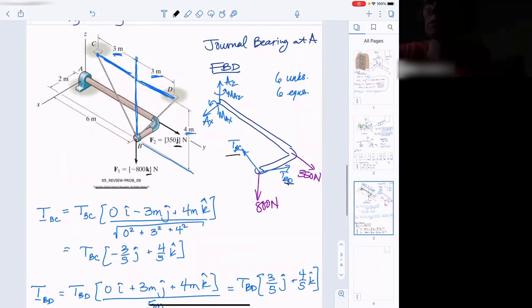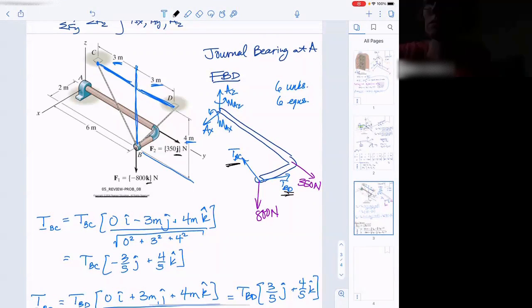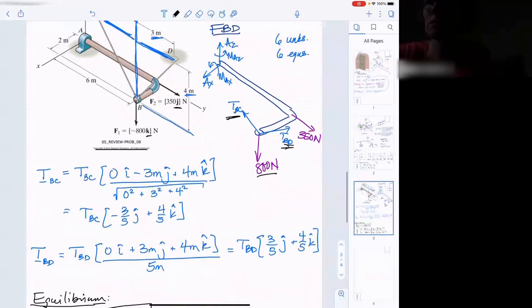Good candidates for summing moments would be axes that will eliminate a lot of unknowns. And when I look at this picture, I like the idea of summing moments about the y-axis, because the y-axis goes right through point A, and there is no reaction moment at A about the y-axis because it's a journal bearing. So I want to sum moments about the y-axis because the only 2 unknowns that will show up will be TBC and TBD. And then this 800 Newton will also create a moment about the y-axis, but AZ and AX will not because they go right through the y-axis, and you don't include a moment about the X or the moment about the Z-axis in a moment about the y-axis equation. So let's try that one next.